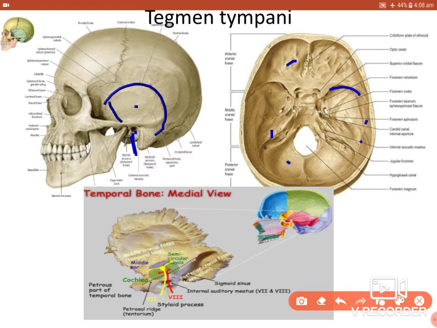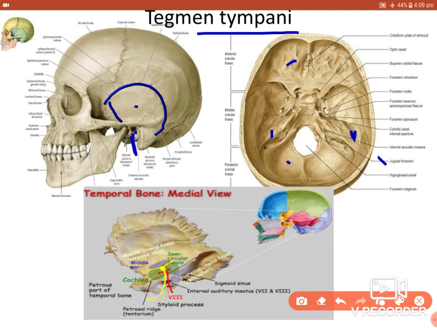This is the middle cranial fossa here. Here you can see this is the petrous part of this temporal bone. Here this part relates to this. This is the tegmen tympani. This tegmen tympani forms the roof of this middle ear. See, this is the anterior of this petrous part.